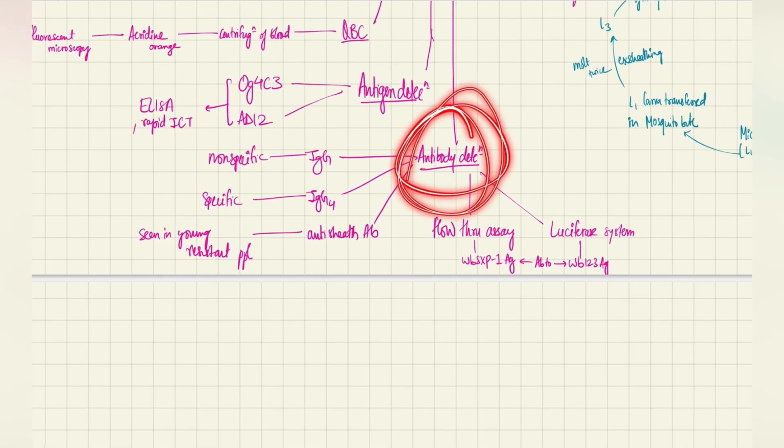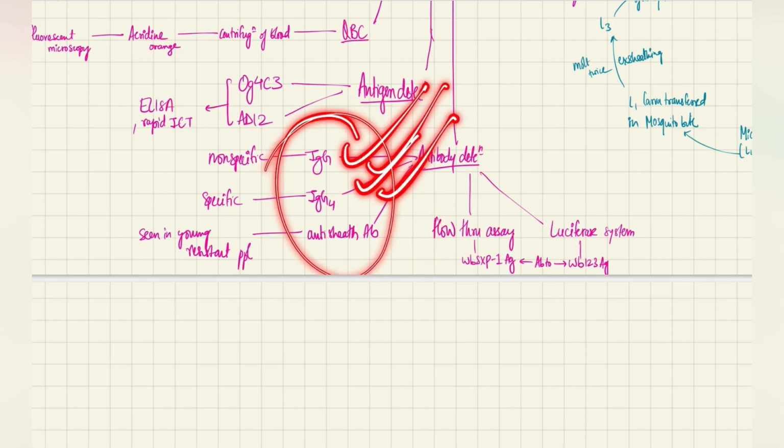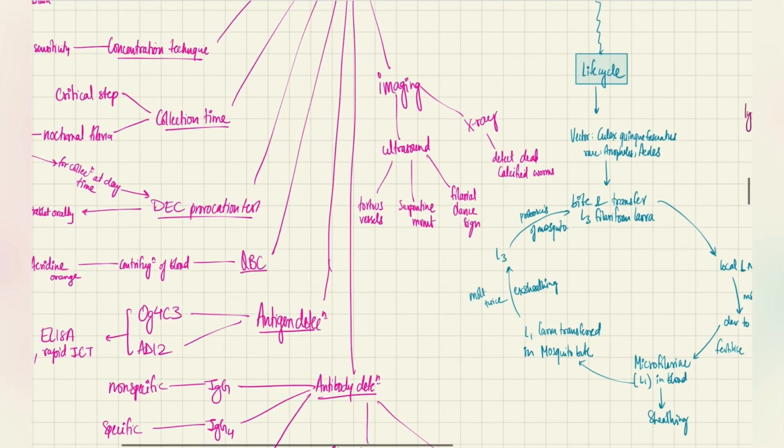So this is the antibody detection, mainly IgG, IgG4 and anti-sheath antibody. Okay, you can remember these because this is present in the pathogenesis. This is increased in the pathogenesis, all three of these. Okay, now imaging methods used.